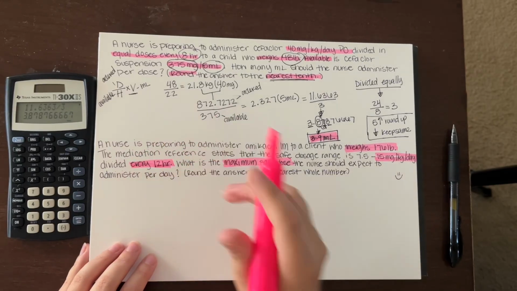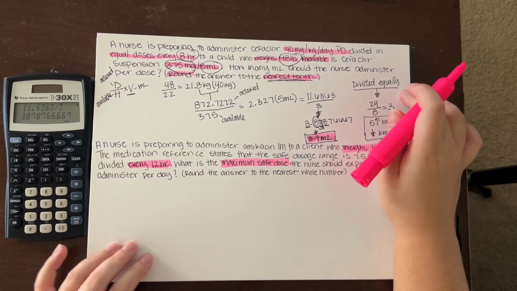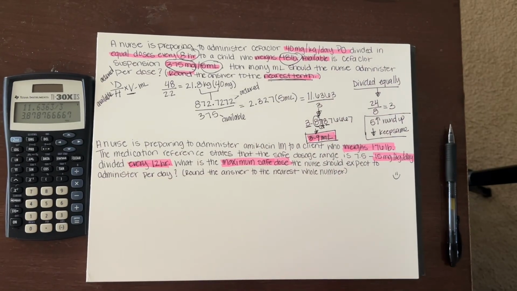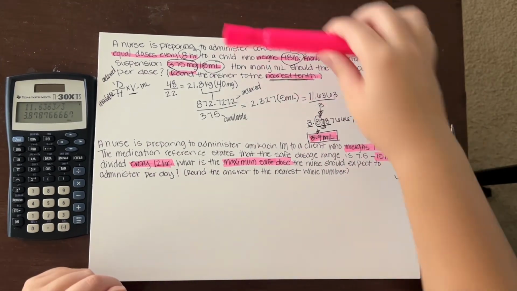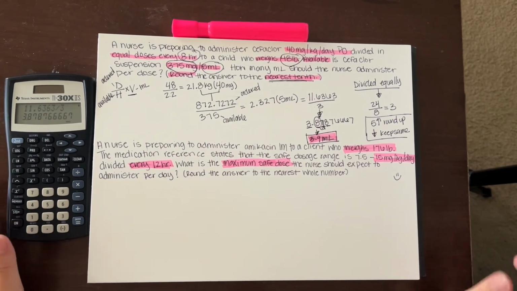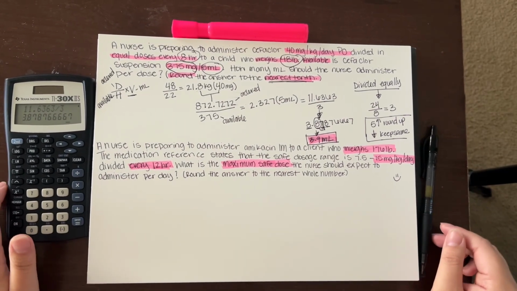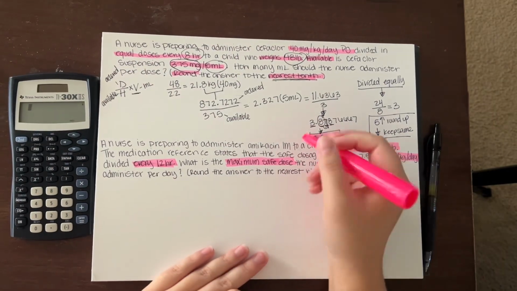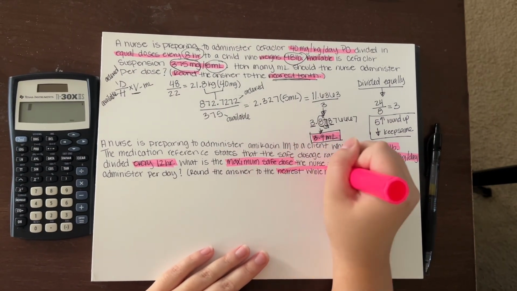I learned you only do it when it says divided equally. So it shouldn't be divided equally, it just says every 12 hours. But I will also do it just in case, because I know Patel likes to word his problems a little funky. And then we're gonna be going to the nearest whole number. Okay.